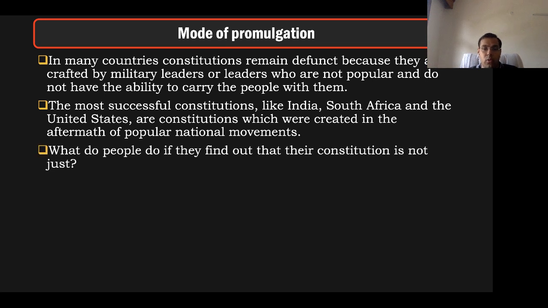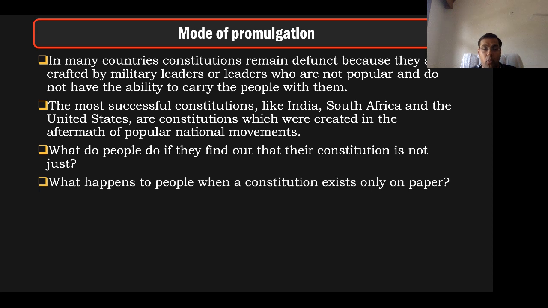So what do people do if they find out that constitution is not just? Constitution ने ठीक नहीं करा है या constitution में जो चीज़ लिखी है वो unfair है, just नहीं है. What is the mode of promulgation? What can we do if you find out that constitution is not just? What happens to people when a constitution exists only on paper? It's a very pertinent question. Constitution आपने लिख तो दिया, कागज पे है, क्या करें?